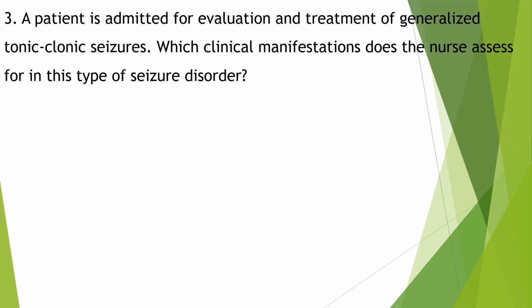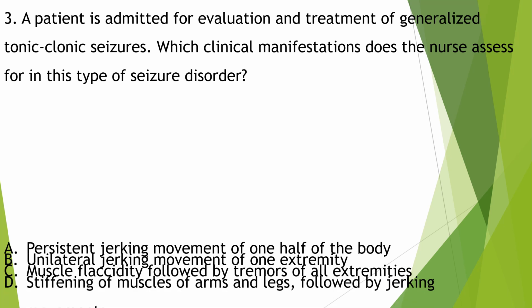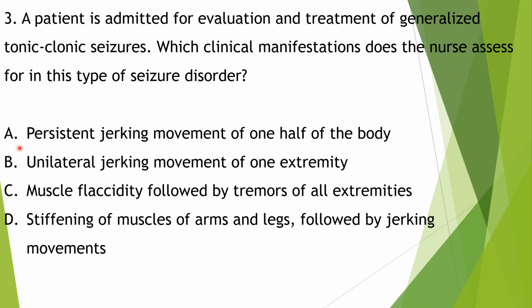A patient is admitted for evaluation and treatment of generalized tonic-clonic seizures. Which clinical manifestation does the nurse assess for this type of seizure disorder? Persistent jerking movement of one half of the body, unilateral jerking movements of one extremity, muscle flaccidity followed by tremors of all extremities, stiffening of muscles of arms and legs followed by jerking movements.